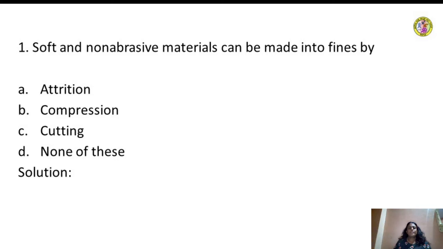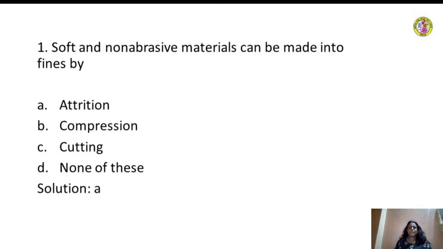I hope you have been able to answer the question now. Let me give you the answer. Soft and non-abrasive materials can be reduced to fine size by using attrition. Attrition is the right kind of mechanism used for this kind of size reduction operation.